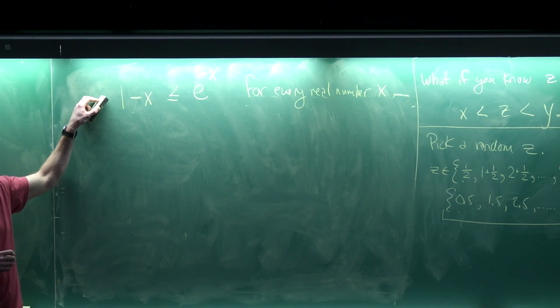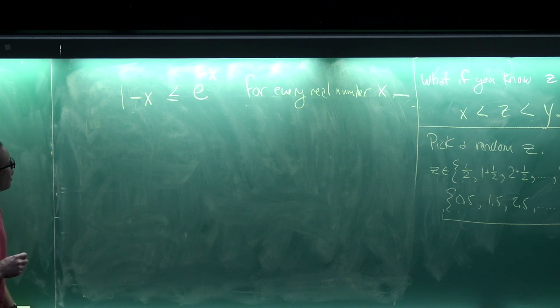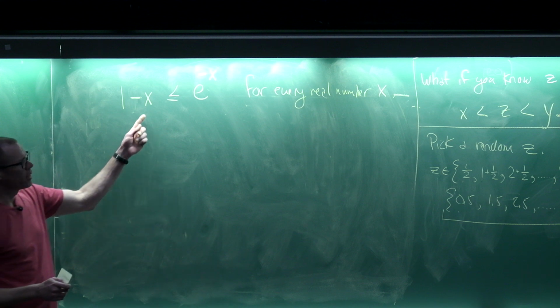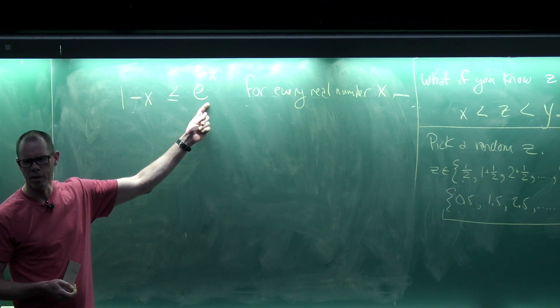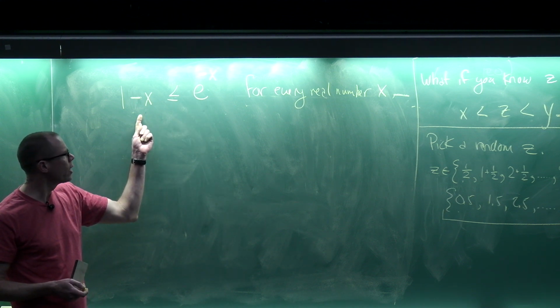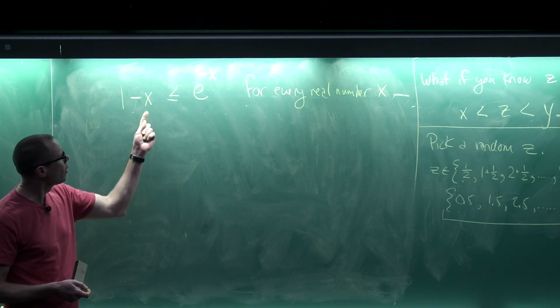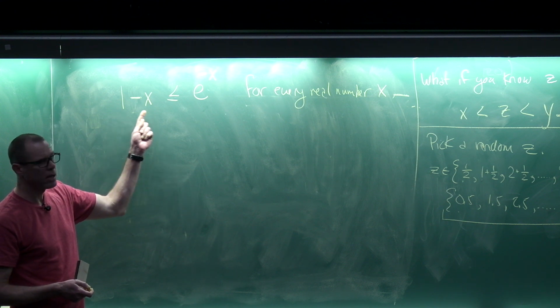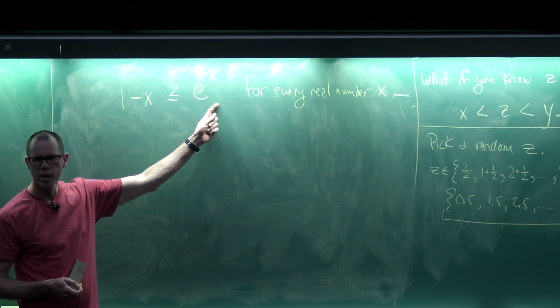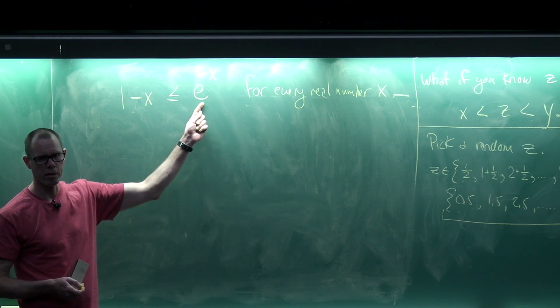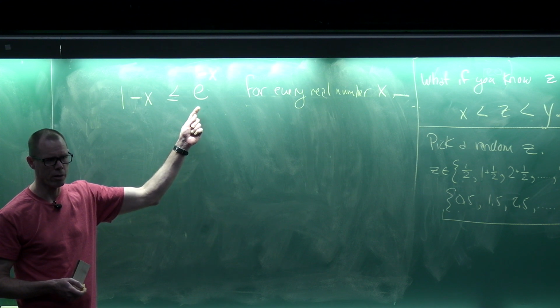So you can find this in a calculus textbook, and in many cases it doesn't look that useful. If x is big, this is not terribly useful at all, right? If x is really big, this is a negative number, this is a positive number, that's kind of obvious. But when x gets close to 0, this gets close to 1, and this thing's also getting close to 1, and these two things get really close together.